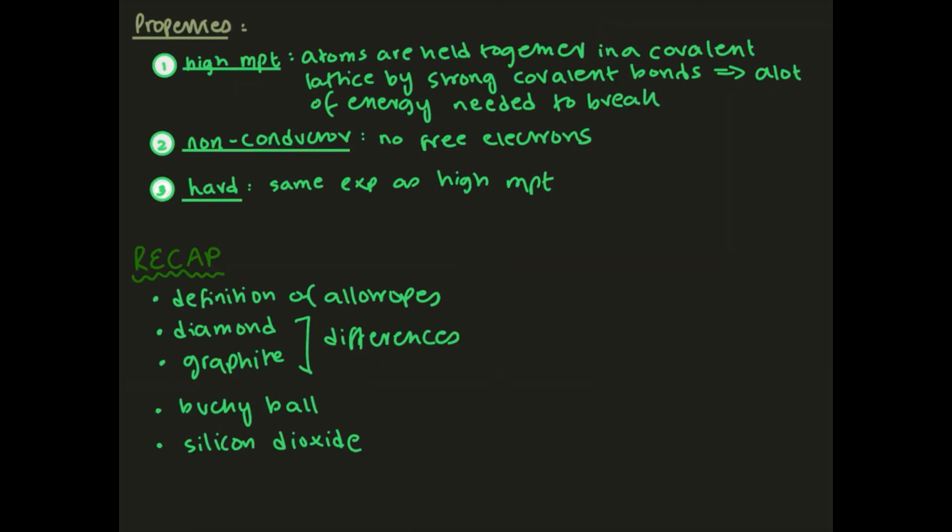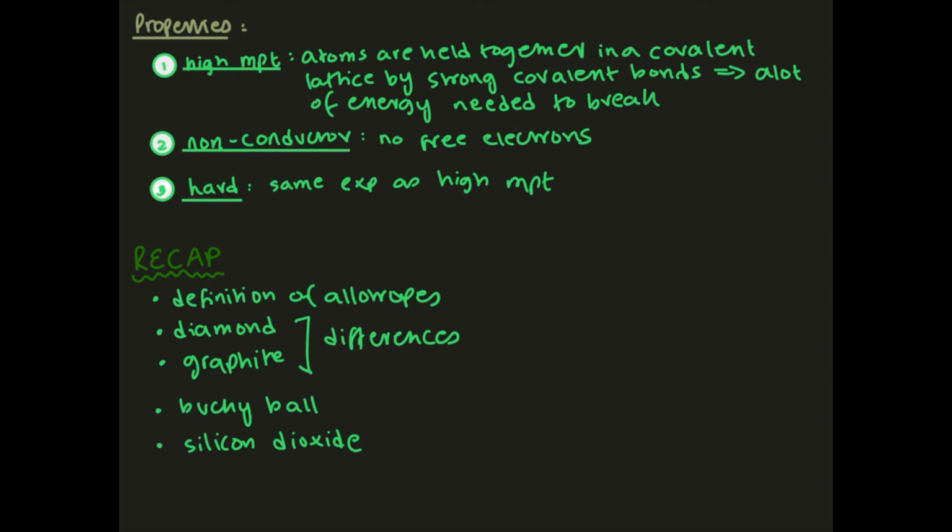The next thing that we're going to be talking about is the properties of silicon dioxide. So the first property is that it has a high melting point, and this is because the atoms are going to be held together in a covalent lattice by strong covalent bonds. This is the main reason behind the high melting point, because a lot of energy is going to be needed to break these bonds. So because of that, it has a high melting point.